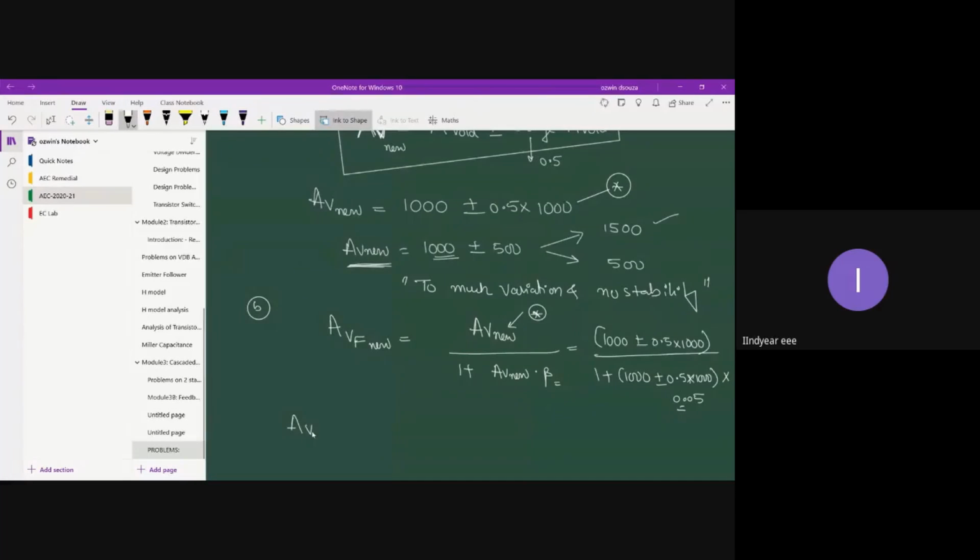So AVF new is going to be 1000 plus or minus 500 divided by 1 plus 1000 plus or minus 500 into 0.05. Okay, that is equal to 19.23 or 19.73.